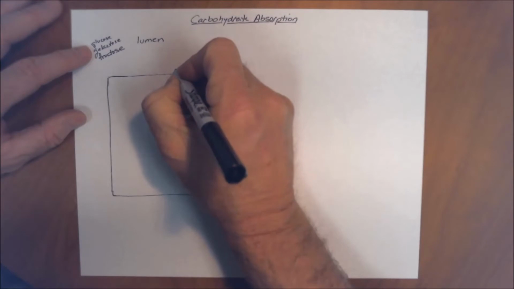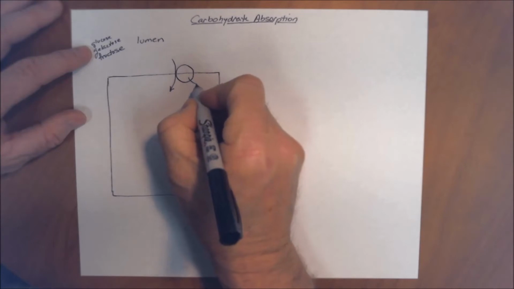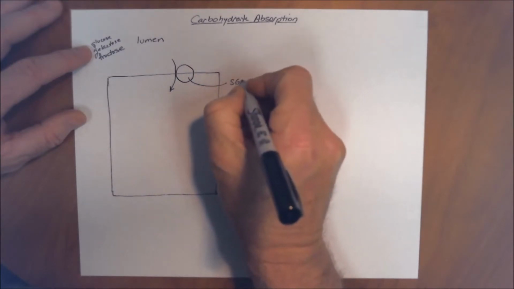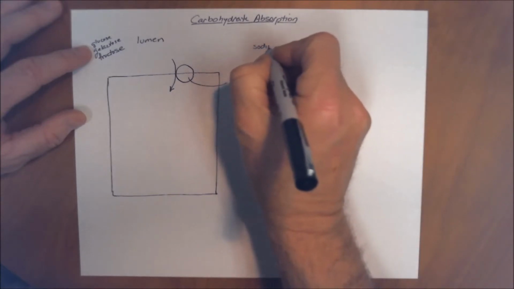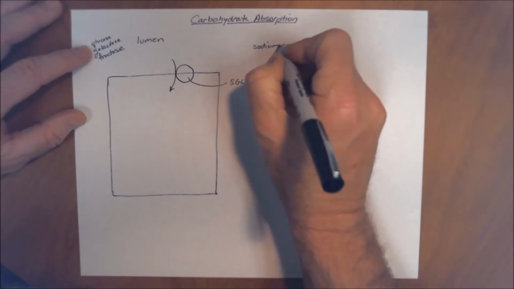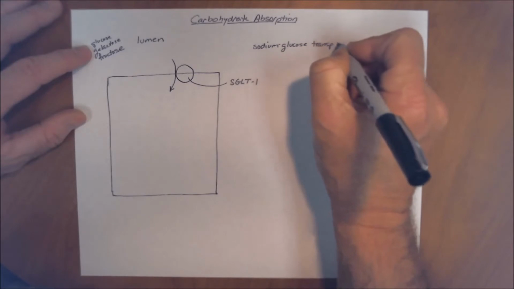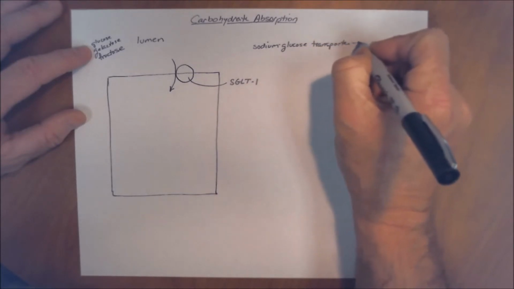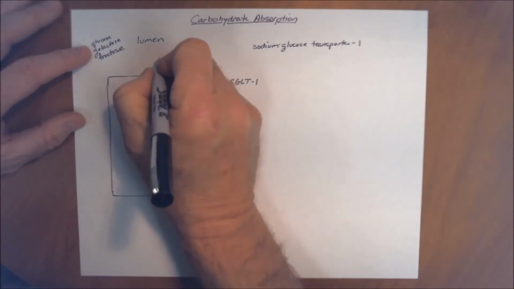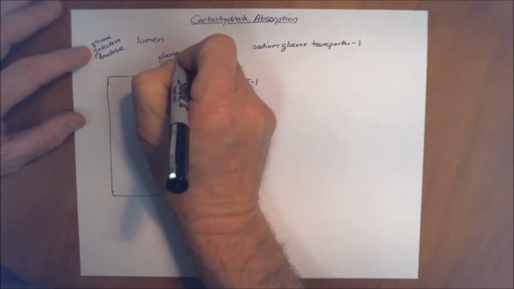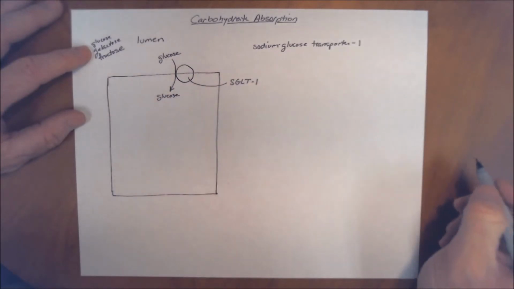The transporter we're going to use is called SGLT1. This stands for sodium glucose transporter, type 1. This is going to take glucose from the lumen of the intestine to the inside of the enterocyte, into the cytosol.